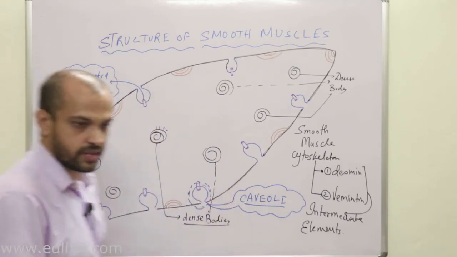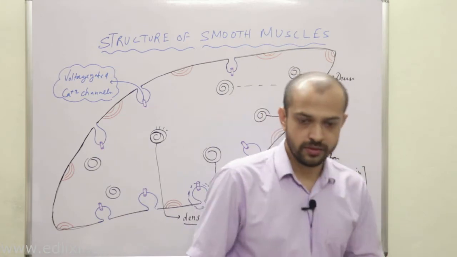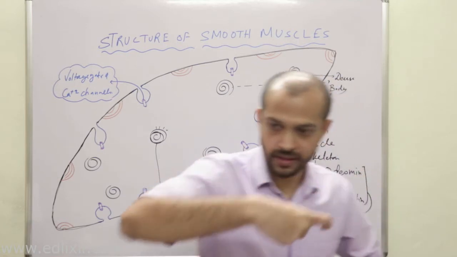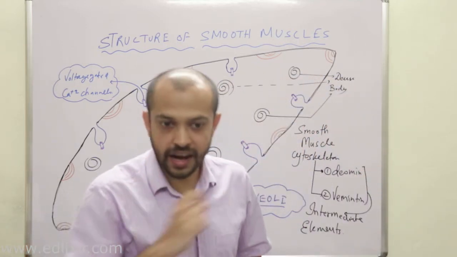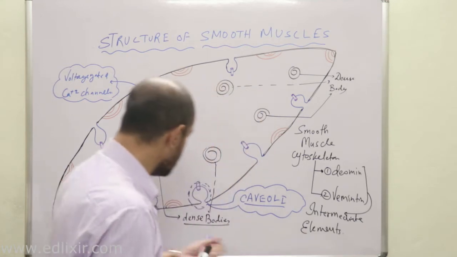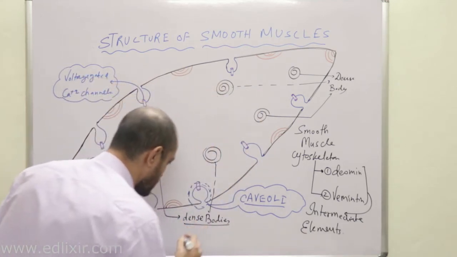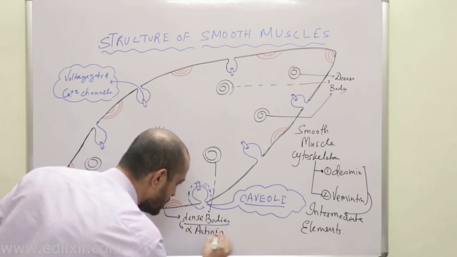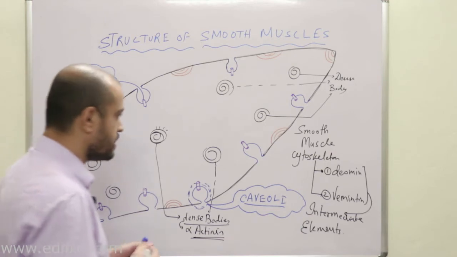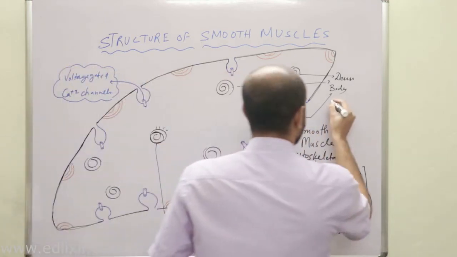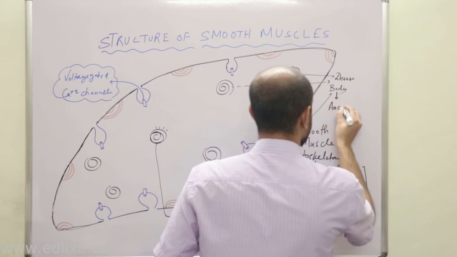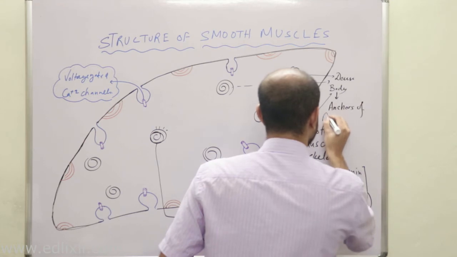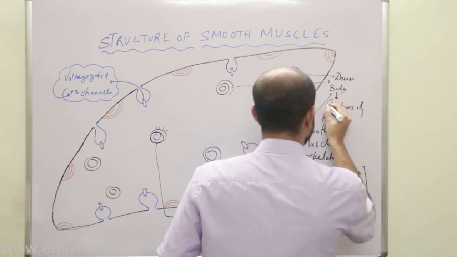Now, listen with all your attention. Dense bodies are actually anchors. Dense bodies are actually the anchors of actin, and they are made by alpha actinin. They are made by alpha actinin. Dense bodies are anchors of actin.